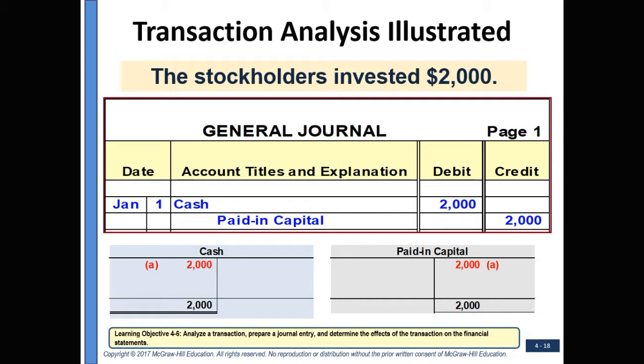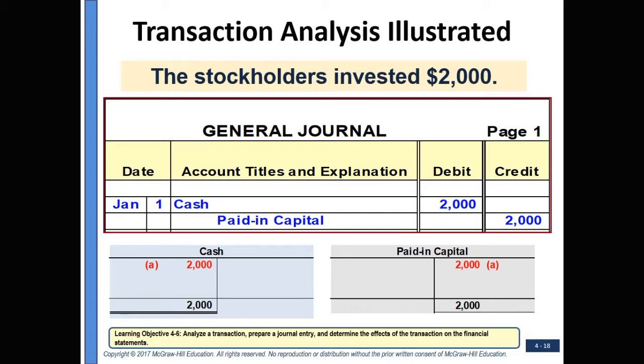We start with our date, January 1st. We then recognize that there was an increase or a debit to cash. And remember, debit entries and debit accounts are listed first. So we debit cash the $2,000. And then we credit paid in capital, $2,000.